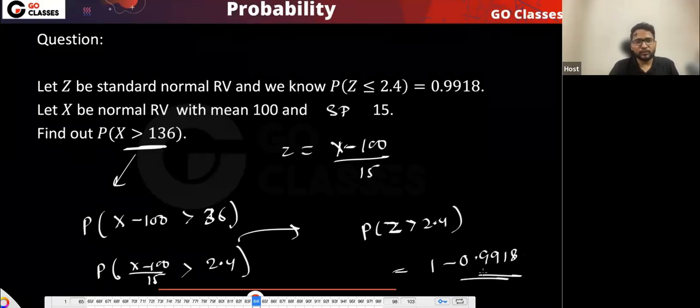That's the only question possible, which means they will give you something about the Z, and they will ask you X. The whole story is boiling down to these things only. Z is also a normally distributed random variable, but it is special, which means the mean and variance are fixed.